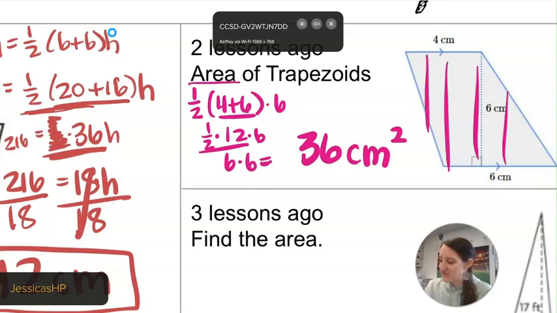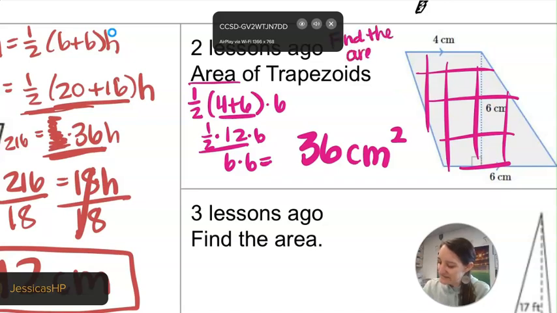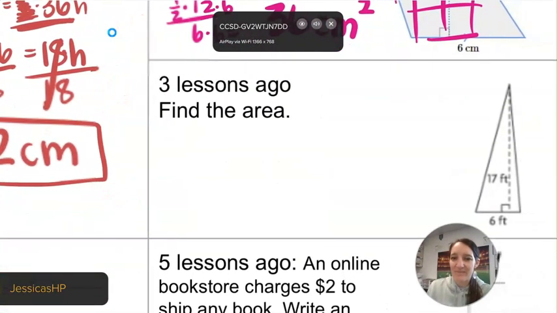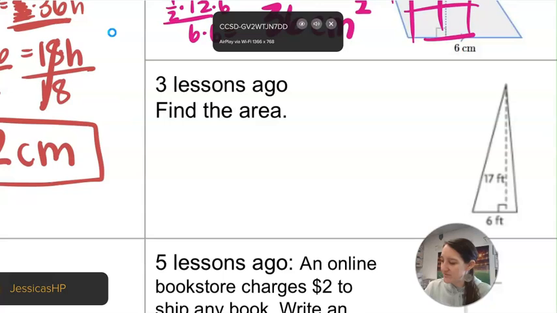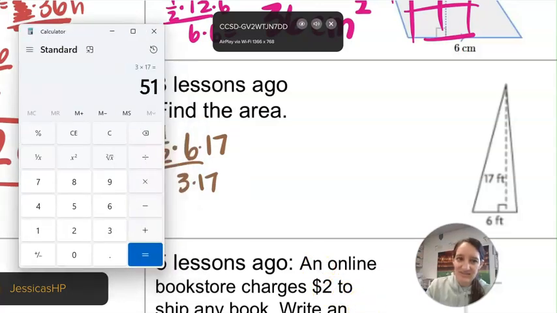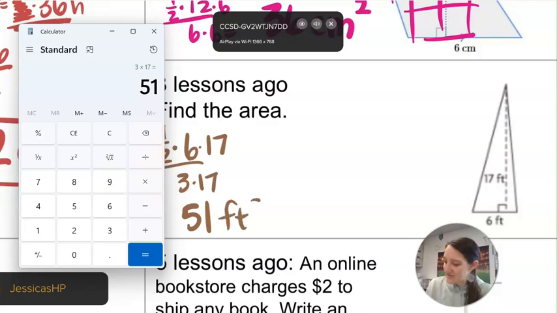Oh, I didn't even give you instructions on that. Instructions are find the area. Oops. This one has instructions. Find the area. It is a triangle. So we are going to go 1/2 times 6 times 17. Half of 6 is 3. 3 times 17 is 51 feet squared.